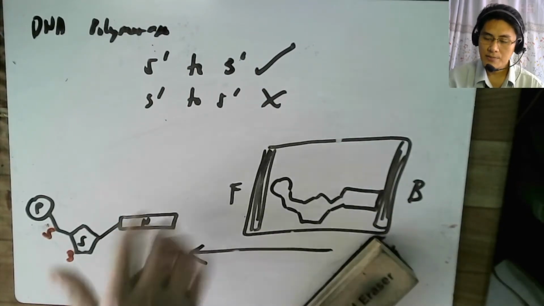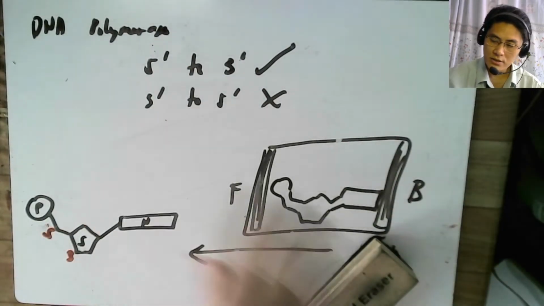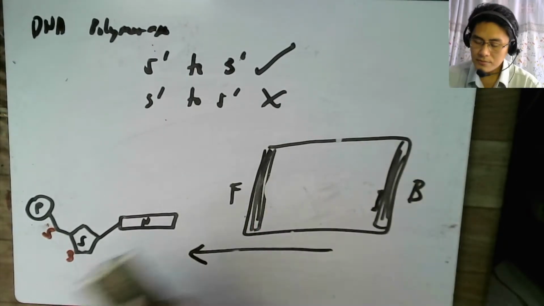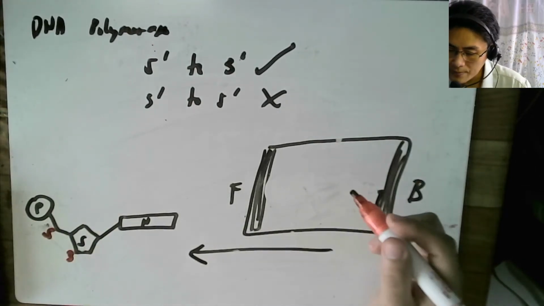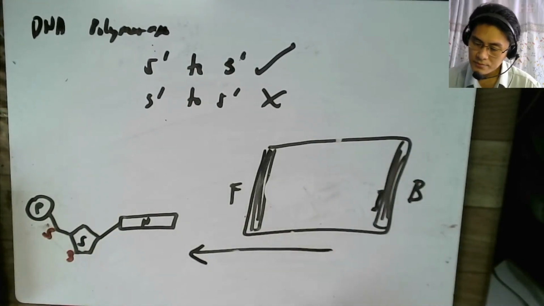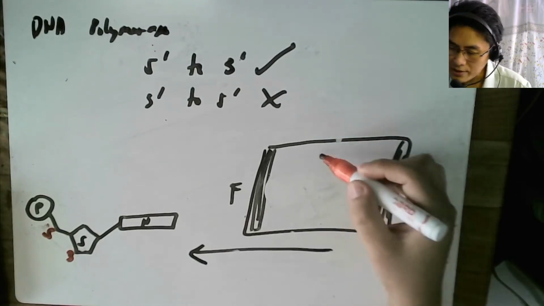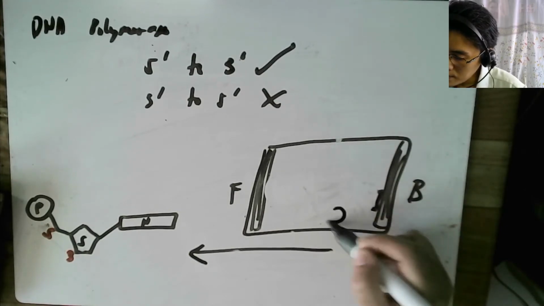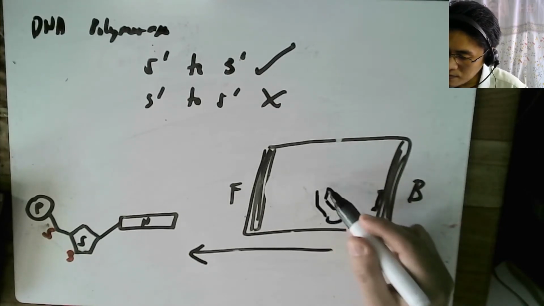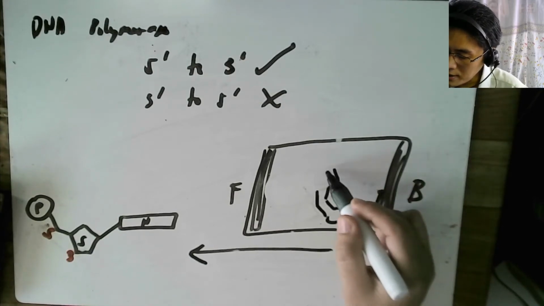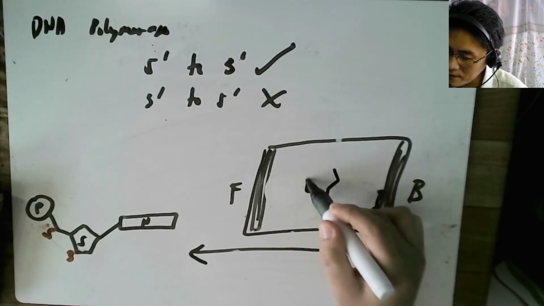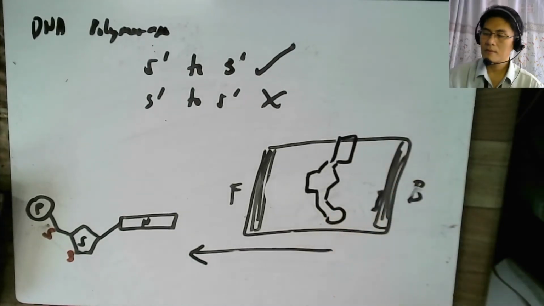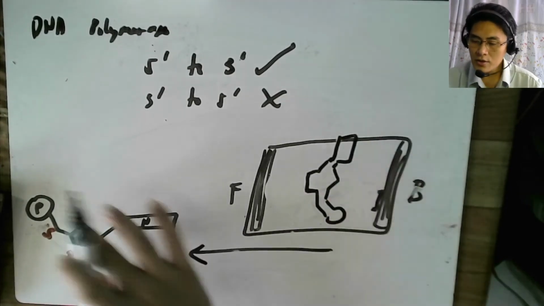Actually, the DNA polymerase has to be attached like that, right? So let me rearrange this. The opening is something like this. I hope I get this right. Like that. So it has a particular shape.